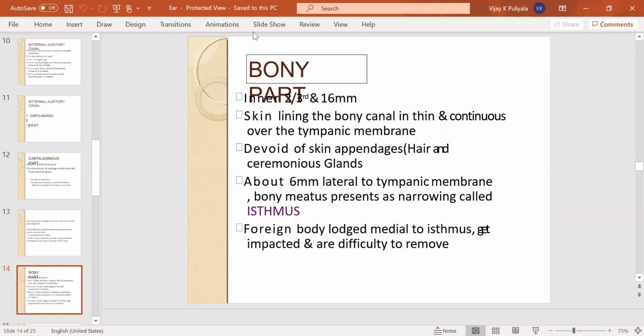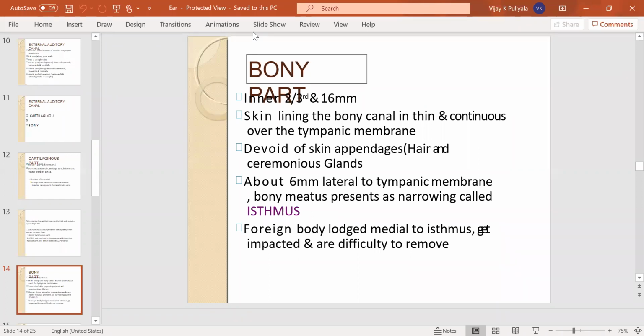So what is the lining epithelium of this external meatus? The outer cartilaginous part is lined by skin. The inner part is also lined by skin. In the bony part, the skin is very thin. Along with that, it is continuous with the outer layer of the tympanic membrane.